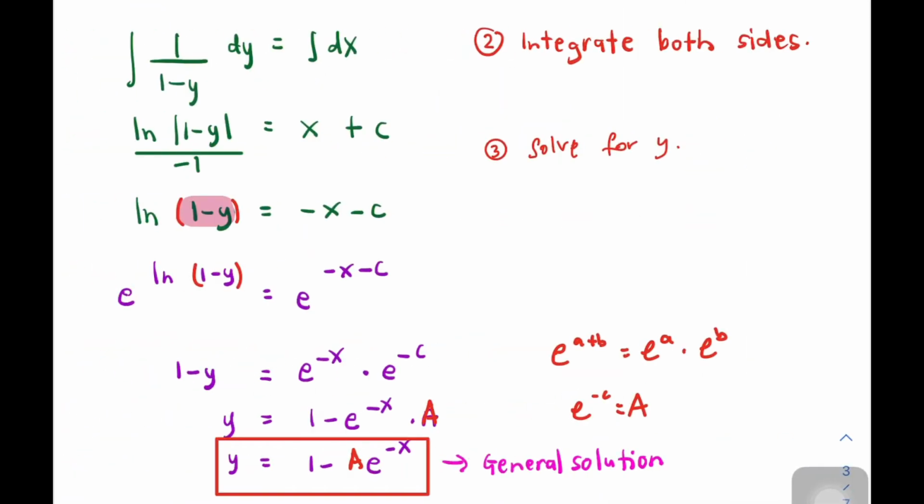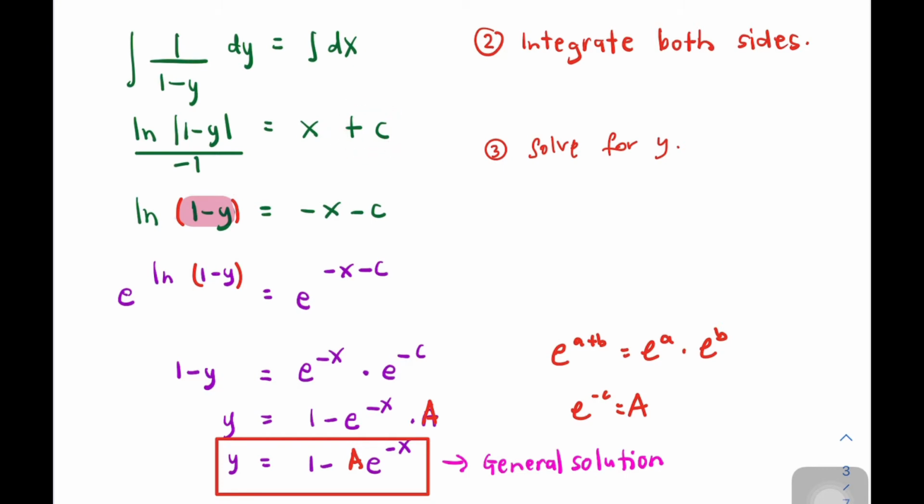Let's integrate this. Integrate 1 over 1 minus y dy. This is just equal to ln modulus of 1 minus y, and then we need to divide by the derivative of the inside. The derivative of this is negative 1, so divide by negative 1. Okay, I use the shortcut way here. So equal to, let's integrate dx. Integrating dx is just x plus c. So just write the constant plus c on one side.